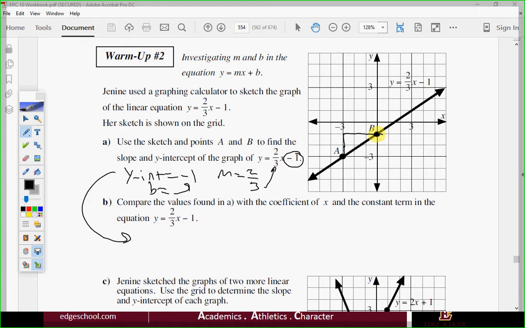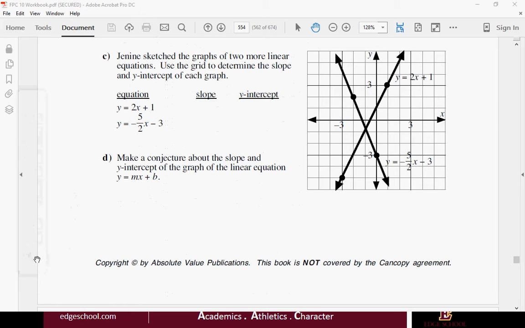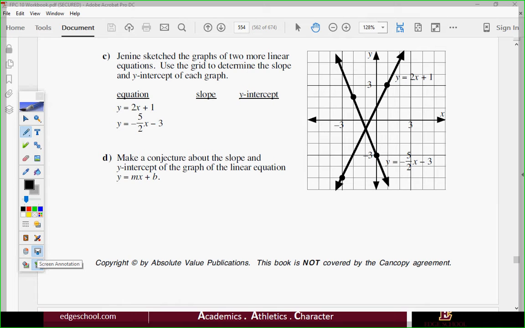Okay, let's see what she's doing down here for C. Janine sketched the graphs of 2 more linear equations. Use the grid to determine the slope and the y-intercept of each. Okay, so she has y equals 2x plus 1. What's the slope of that, Ridge? 2x plus 1. What's the slope? 2. Right, the number next to the x. Good. What's the y-intercept, Maddie? For 2x plus 1. 1. Okay. So I'm asking these because, guys, they're right in the equation.